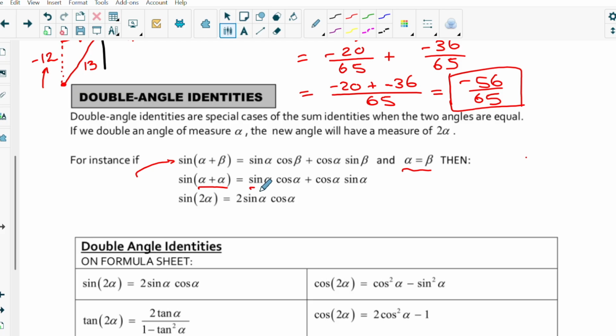Well, if you look here, these are the same terms, right? So we can add them up and put a coefficient of 2 in the front. And we can simplify this further and say that's sine of 2 alpha. This is our double angle identity for sine.